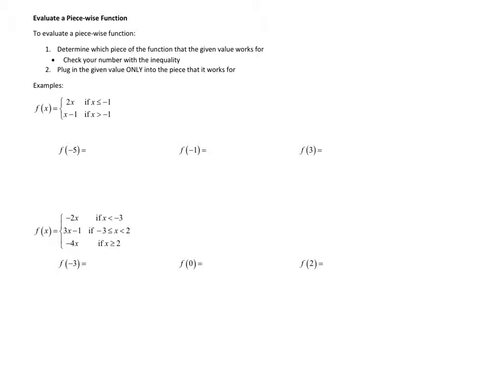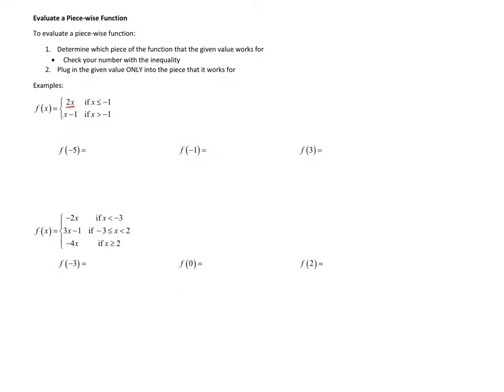Okay, so it's really pretty simple. I'm going to talk through the first one. I think it'll make sense for us. Okay, so if they give me a function, it looks a little bit different. It's got this bracket, and then it's got kind of an expression, and then it's got words. So what this is saying is, if I give you a number that is less than or equal to -1, I want you to use 2x. If I give you a number that's greater than -1, then I want you to use x minus 1. So the question is, well, what number did you give me?